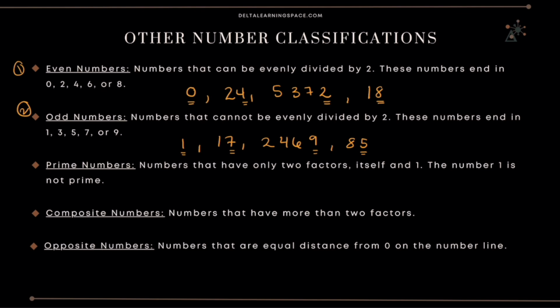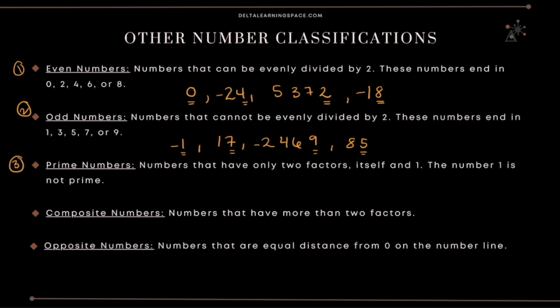Even and odd numbers can be both positive or negative. I can make this negative 24, negative 18, negative 1, and negative 2,469.